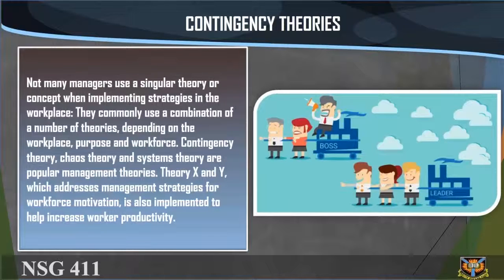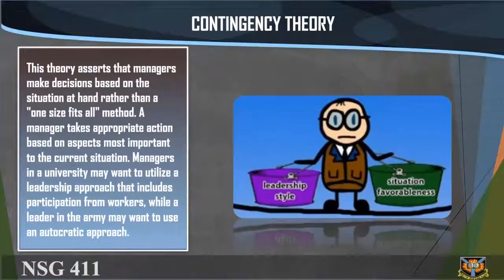Not many managers use a singular theory or concept when implementing strategies in the workplace. They commonly use a combination of a number of theories depending on the workplace, purpose, and workforce. Contingency theory, chaos theory, and system theory are popular management theories. Theory X and Y, which addresses management strategies for workforce motivation, is also implemented to help increase worker productivity.